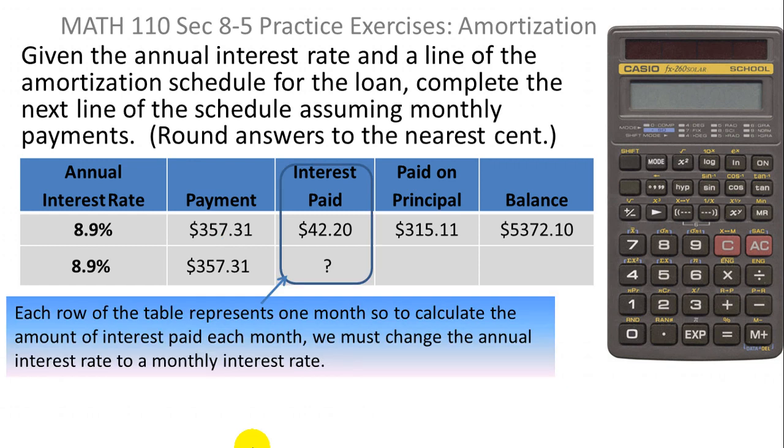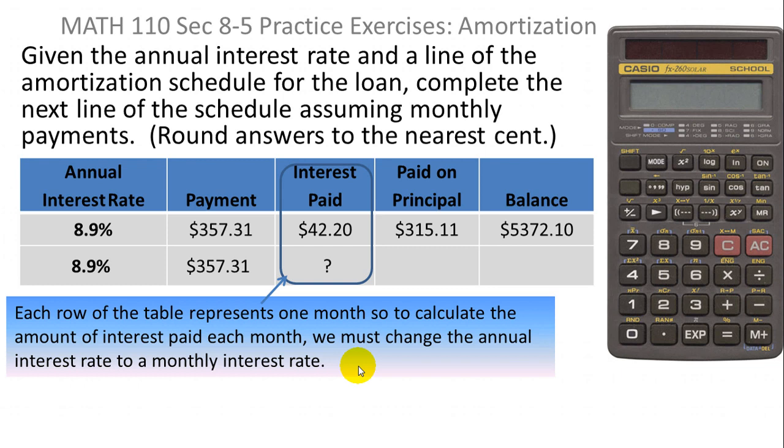Now this is just for 1 month. Every row of this table represents 1 month. So the interest rate is 8.9% annual, but we're going row by row, so we're going month by month. So what you really want to do is change the annual interest rate into a monthly interest rate. So that way every time we do a row of the table, we're just using a month's worth of interest. You're not paying the 8.9% out all at once. You're paying out a 1/12 of it every month.